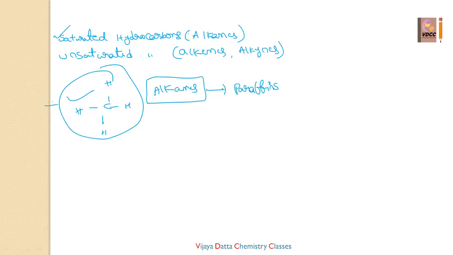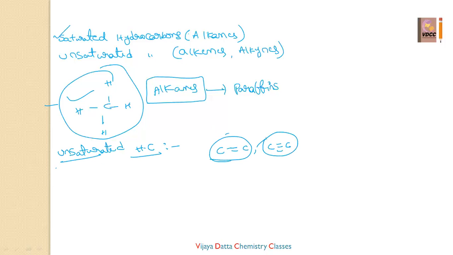Coming to the unsaturated hydrocarbons, only carbon and hydrogen will be present, but a carbon-carbon double bond or a carbon-carbon triple bond will be present in this type of hydrocarbon. These are the examples: if a double bond is present between carbon atoms, those are said to be alkenes. If a carbon-carbon triple bond is present, those hydrocarbons are said to be alkynes.